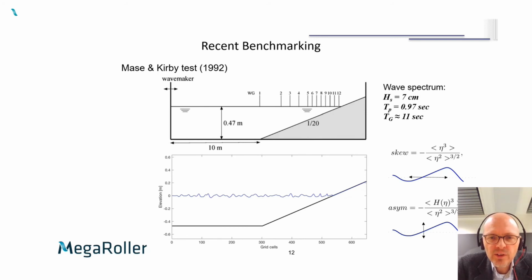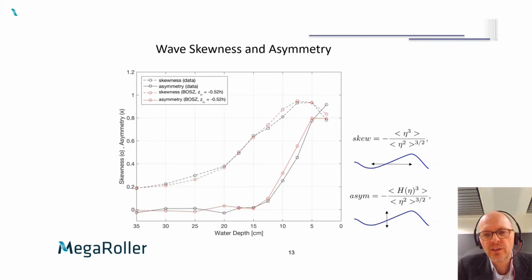You see the skewness and asymmetry can be computed with the formulas given here. And so basically what we did was compare the skewness and asymmetry between the measured data from the experiment and the outputs from the BOSS model. And you see it gives very good agreement.